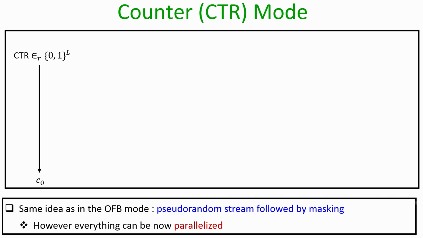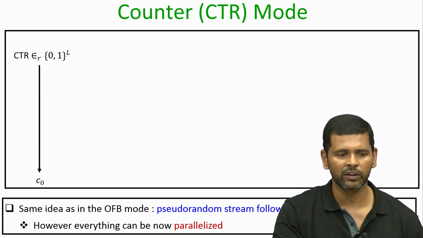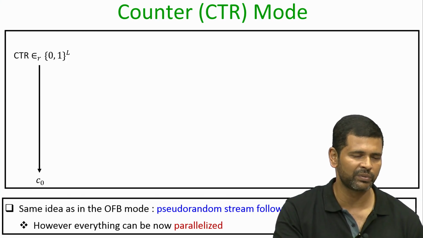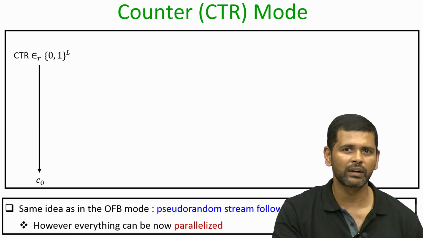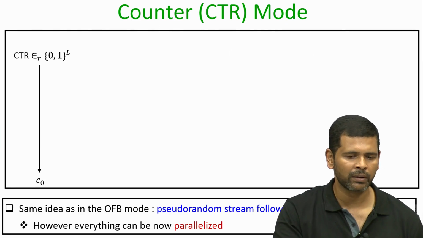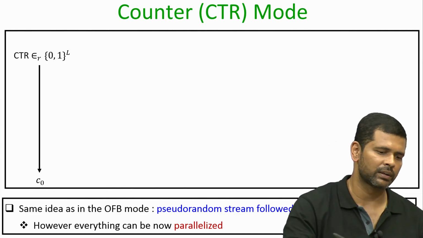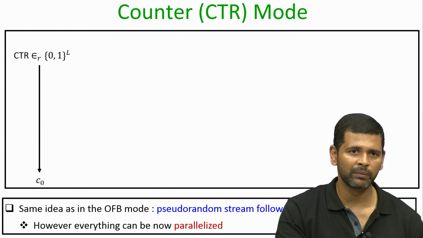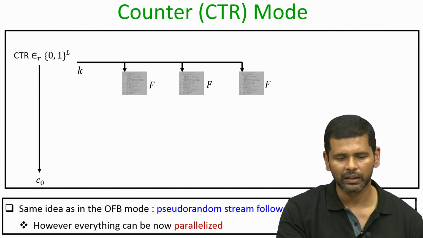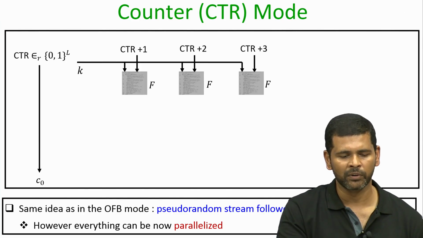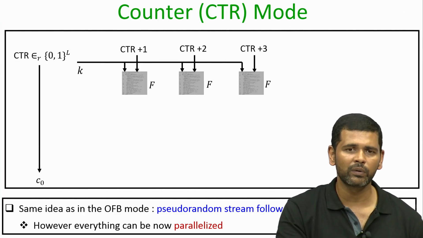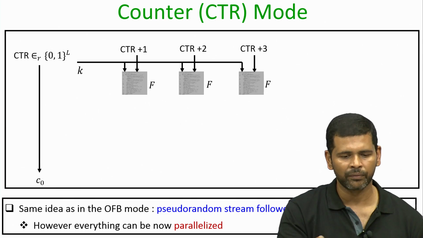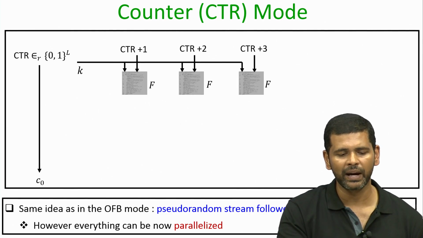So, here is how this counter mode of operation is executed. As in the OFP mode we start with a random IV which we call the counter, and the counter is selected randomly from the domain of the block length of your underlying function. So, it is a uniformly random bit string of length L and it will also be a part of the ciphertext. Then we generate the pseudo random stream of pad, but unlike the OFP mode we do not do any chaining here.